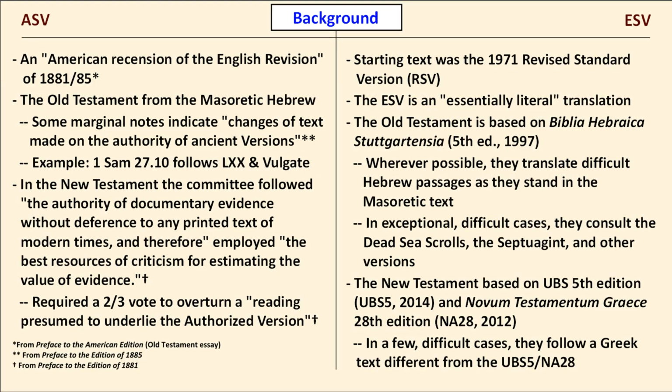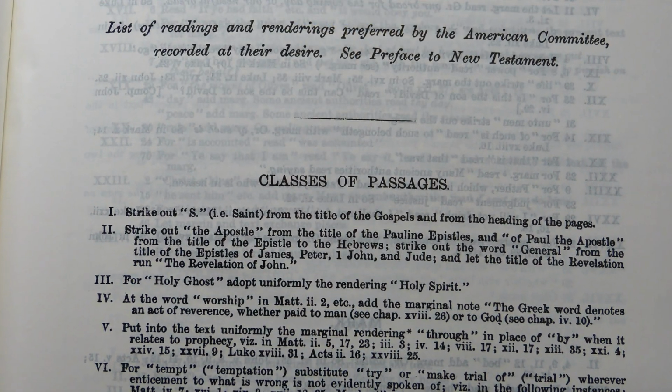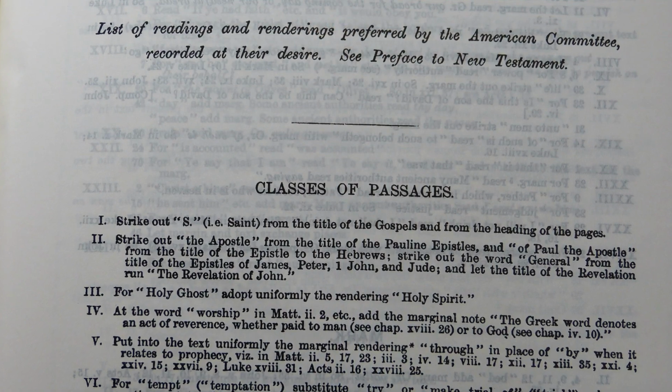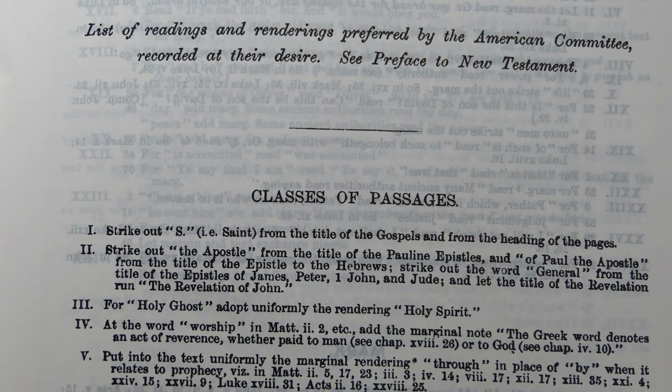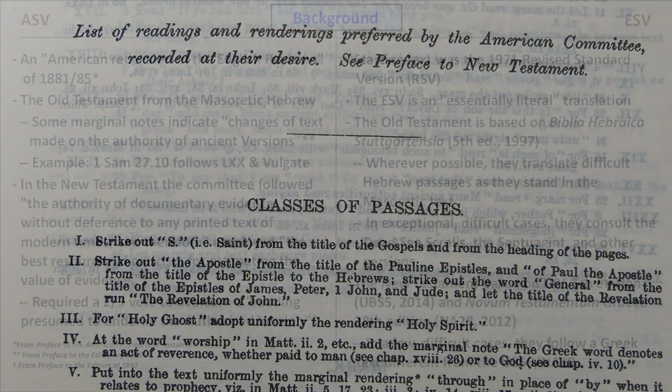The American Standard Version is a mild revision of the English Revised Version of 1885. The American translators proposed a number of changes to the Revised Version. They hoped that the English revisers would adopt their suggestions so that a separate American edition would not be needed. As it turned out, the Revised Version simply published a list of readings preferred by the American team, but kept their own text intact.